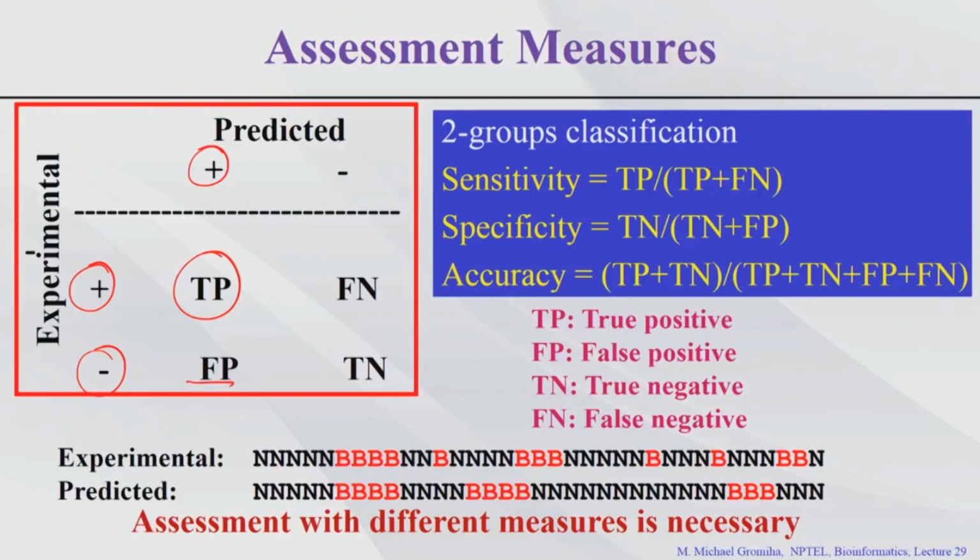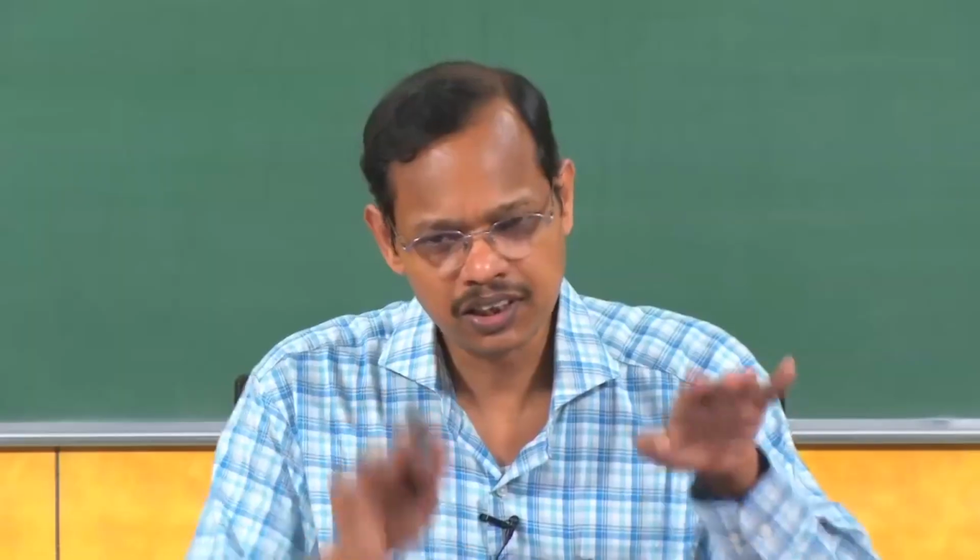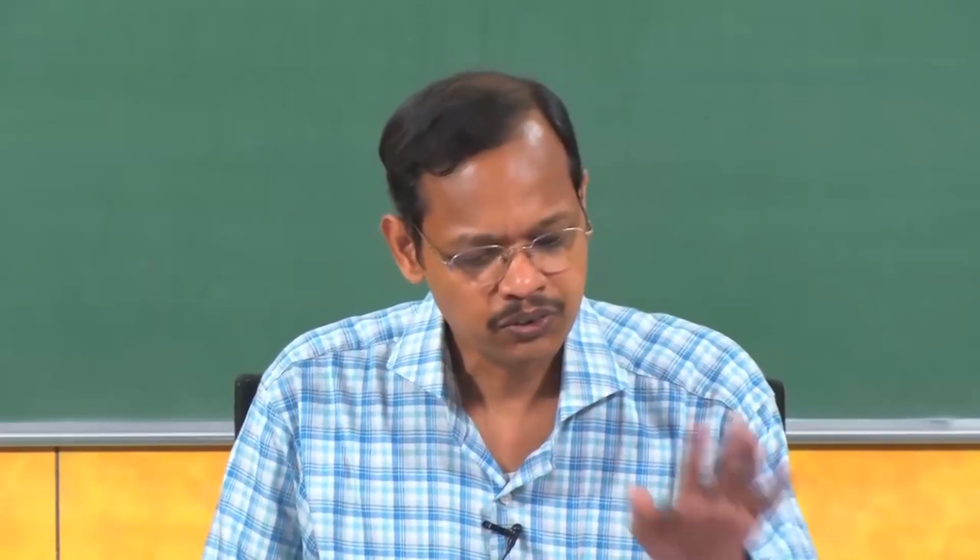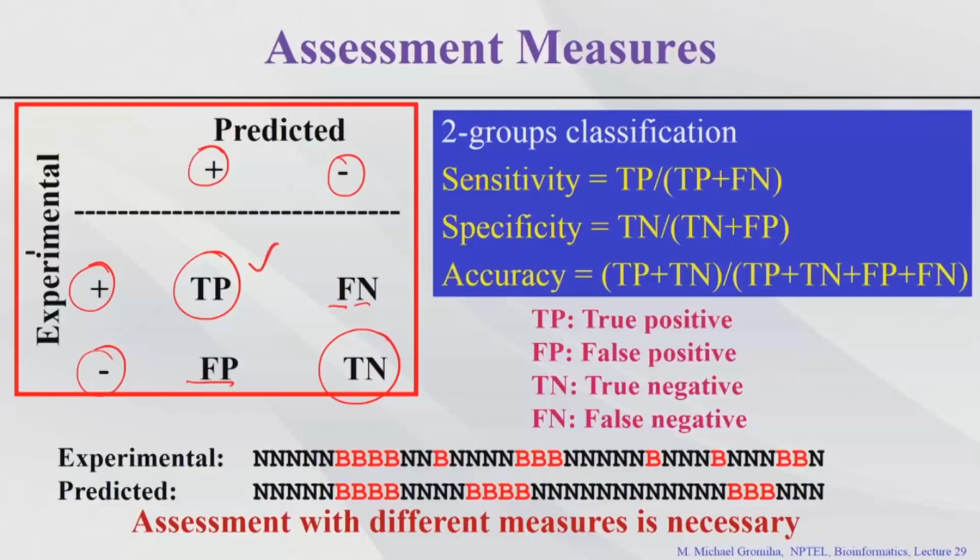If the experimental is positive and the predicted is negative, this is not correct, it is false, and the prediction is negative, so this is a false negative. If it is negative experimentally and predicted negative, then both are correct, so this is a true negative. So we can assess the experimental and predicted values into four groups: true positive, true negative, false positive and false negative. Among the four, which two are the correct ones and which are the wrong ones? These two are correct and these two are false predictions.